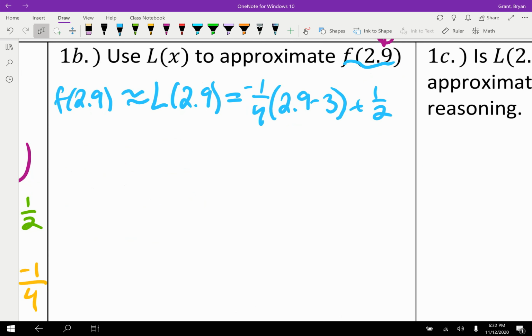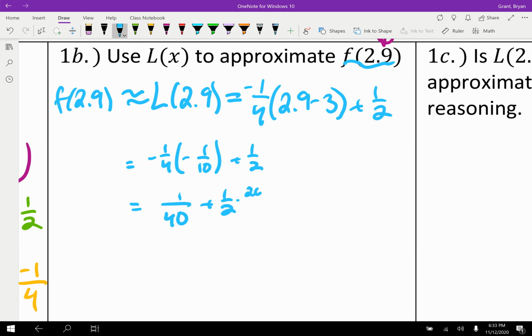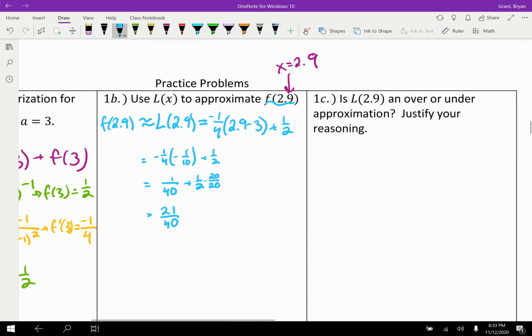All right, so we end up getting negative 1/4 times negative 0.1, negative 1/10 again, plus 1/2, 1/40th, plus 1/2. Common denominators. Times, let's see, to get to 40, I think we have to multiply by 20, don't we? So that's 20 plus 1. I'm getting 21/40ths. Cool.